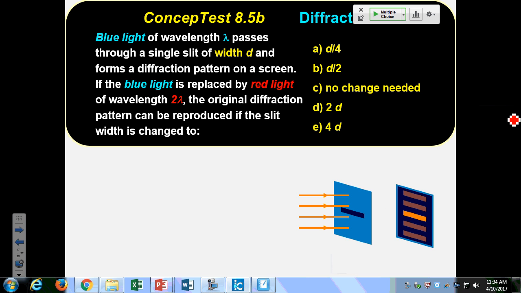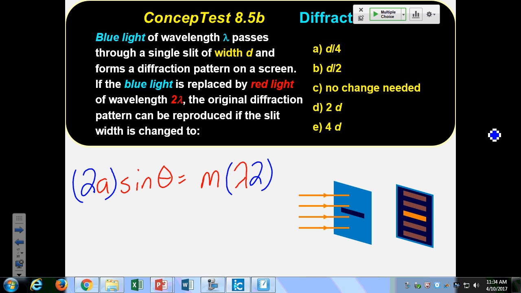Okay, good. D is right. I think that's right. Let's double check. So I have a sine theta equals m times lambda. I'm doubling the wavelength because I'm going to red light. And in order to do that, I have to double the slit width in order to make it the same. Those things are proportional to one another.